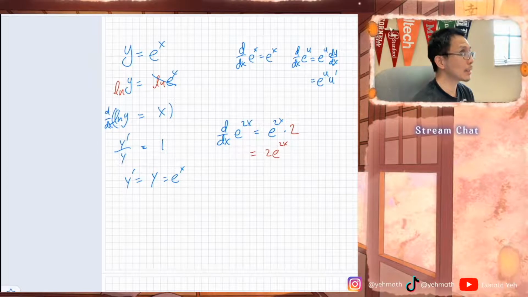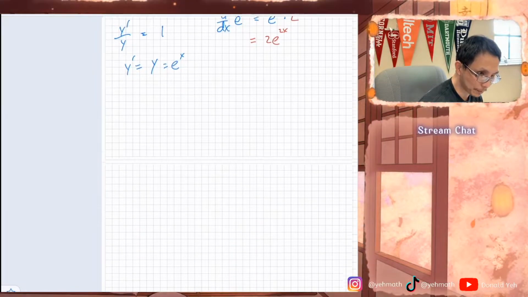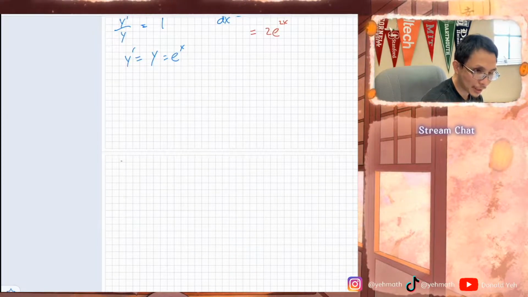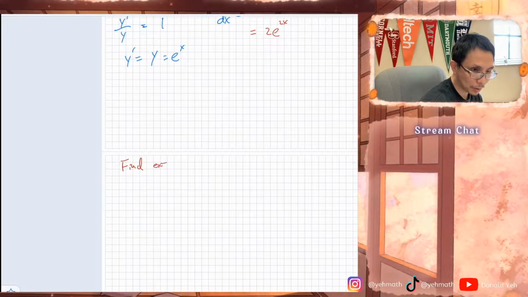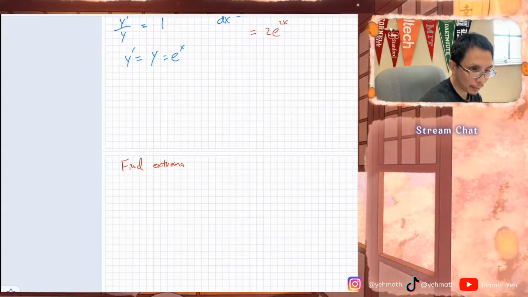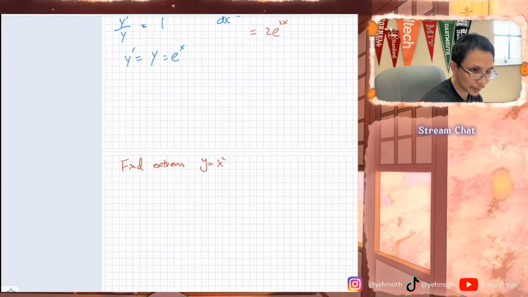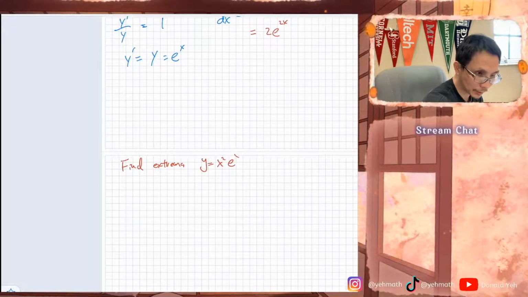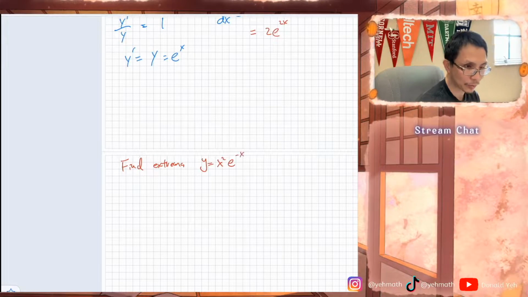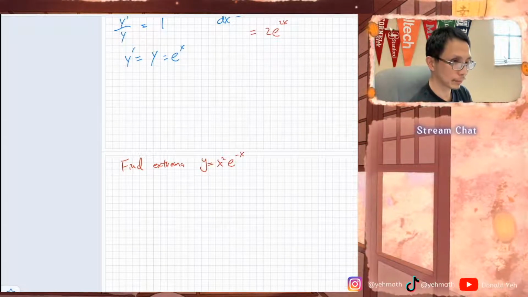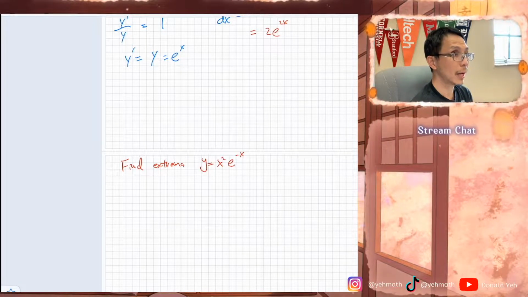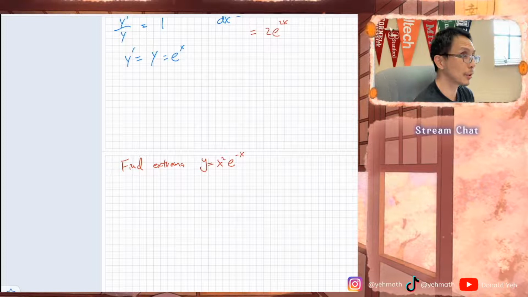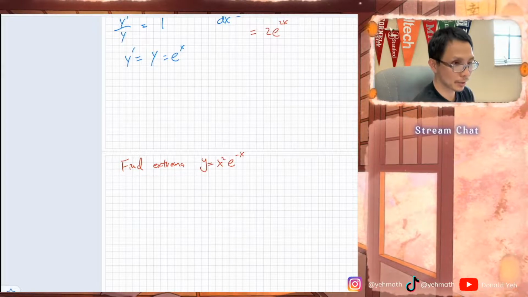Now, can I ask you to find extrema? Remember on your last test, there was a question that says find extrema. So find the extrema of y equals x squared times e to the x, or e to the negative x for that matter. Let's do e to the negative x. That seems more fun. So that means I have to take a derivative, find the critical values, and find the zeros. Can you do that?